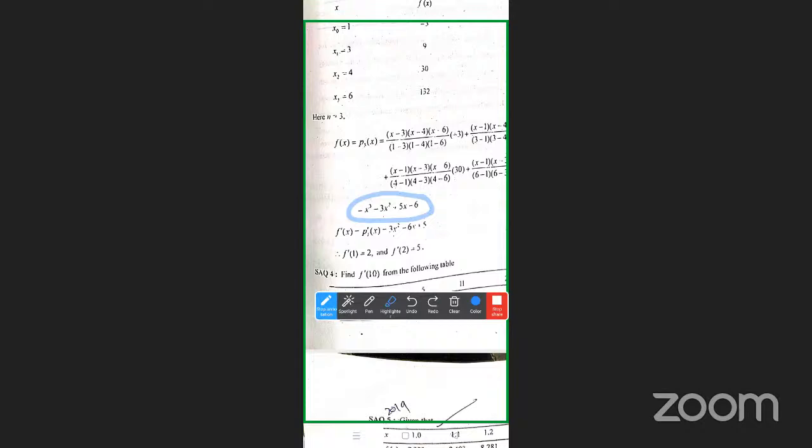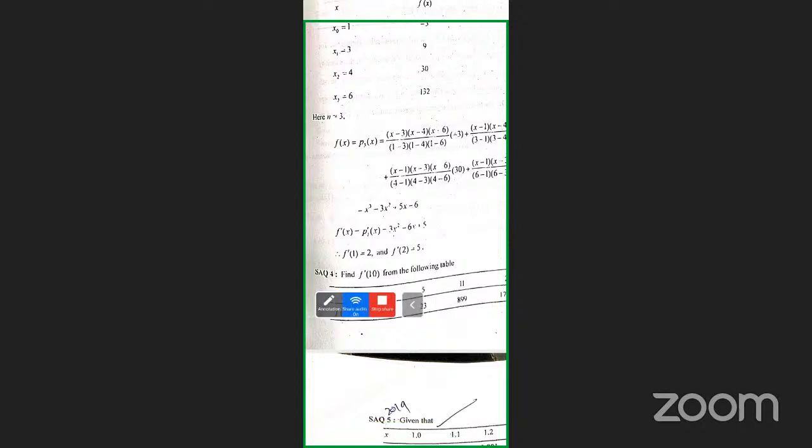He is asking for the first derivative, f dash of 1 and f dash of 2. So differentiate this one. x cube differentiation gives minus 3x square, x square differentiation gives minus 6x plus 5. Minus 6 is a constant, so 0. Then substitute x equals 1 and x equals 2. So this is f dash of 1 and f dash of 2 in Lagrange's interpolation formula.